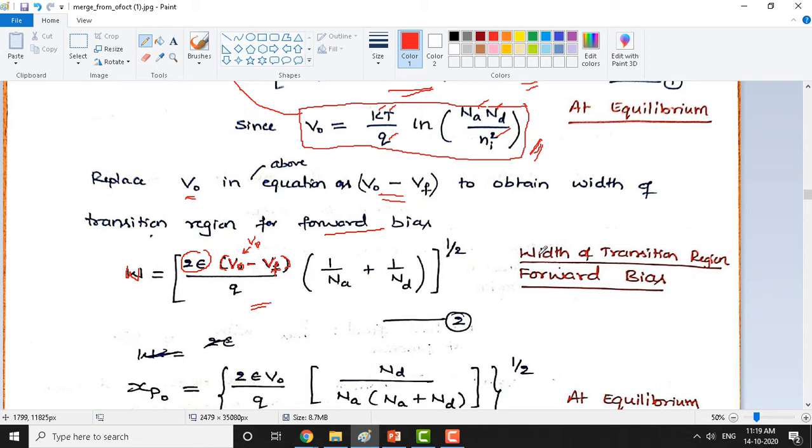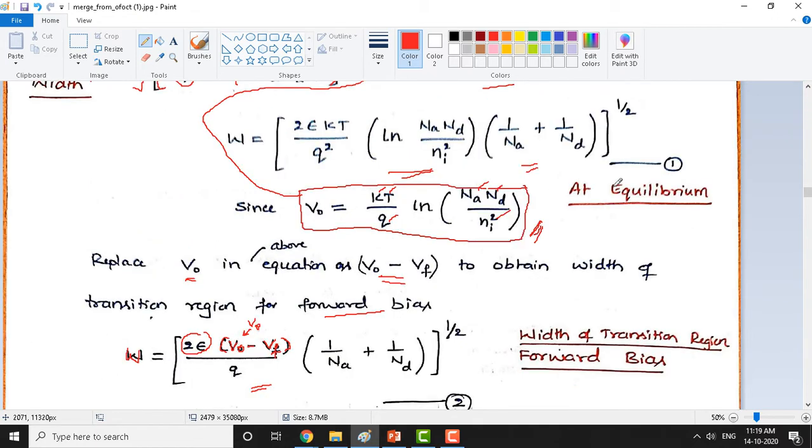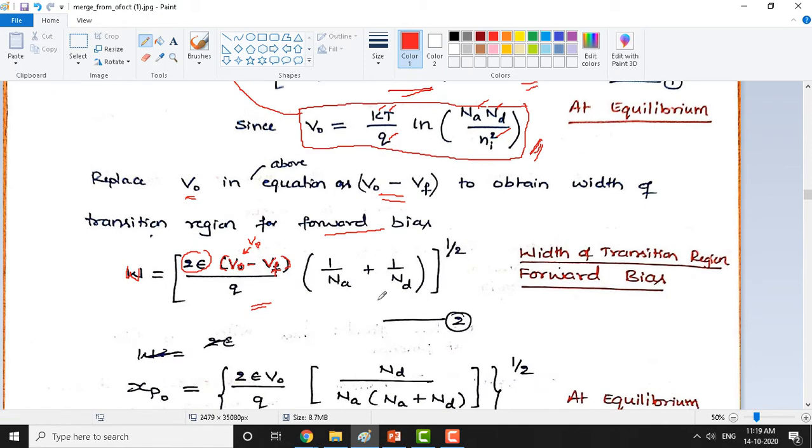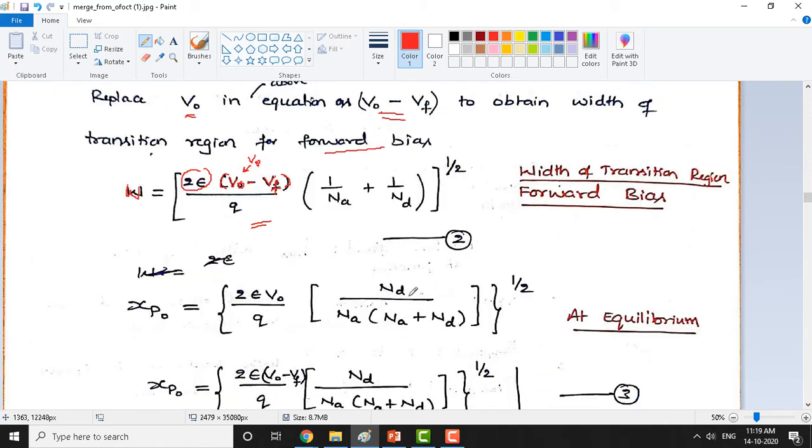Therefore this represents the width of the transition region under forward bias condition. You have to always compare the equilibrium condition with the forward bias condition. This is the equilibrium condition, and a small modification is what we have done here by substituting for V naught, that's all. So this is the depletion width of the transition region under forward bias condition.